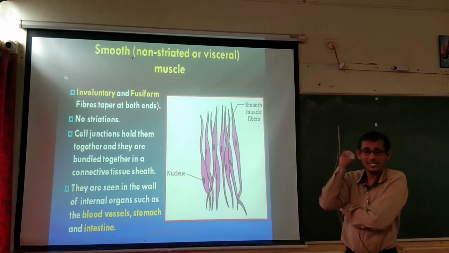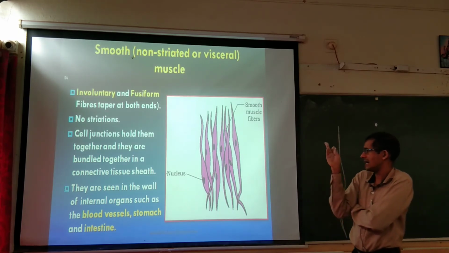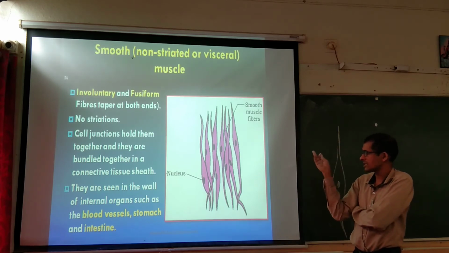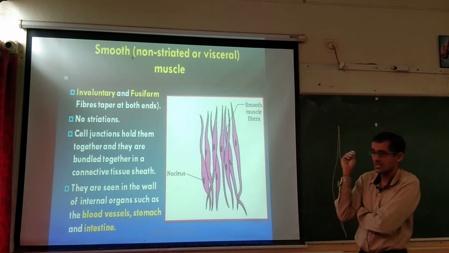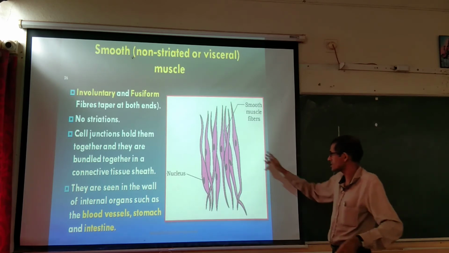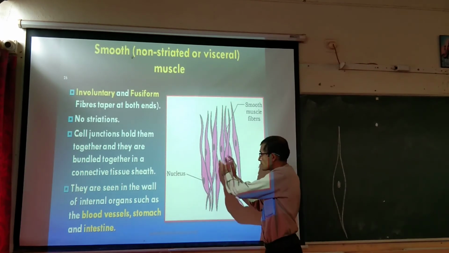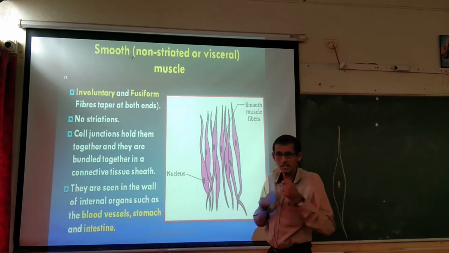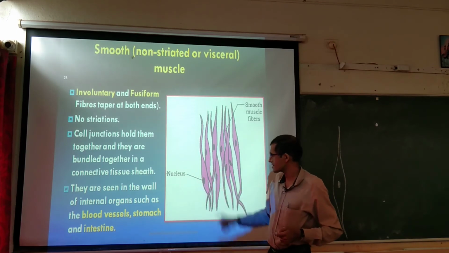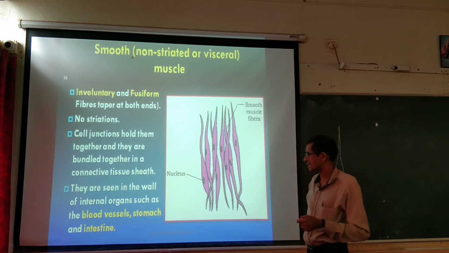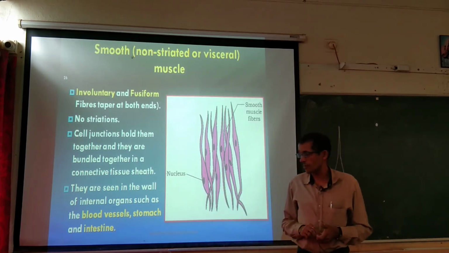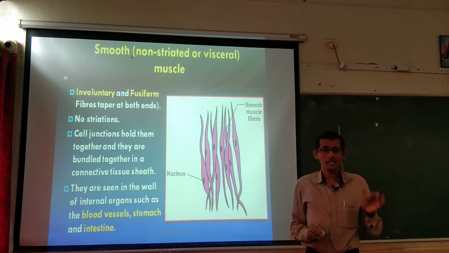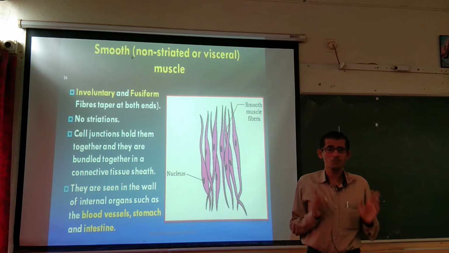So, it is non striated or unstriped muscle, and cell junctions hold them together and they are bundled together in a connective tissue sheath. So, here we can observe once again it is in a group, bundled together. Then they are seen in the wall of internal organs such as blood vessels, stomach and intestine. Intestine wall, stomach wall and blood vessel wall have smooth muscle.